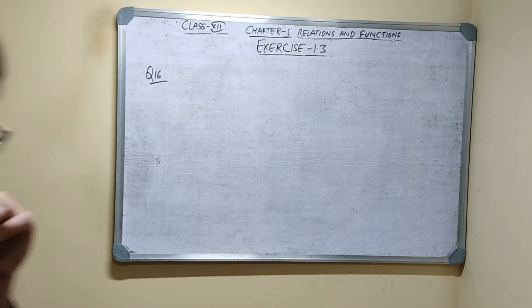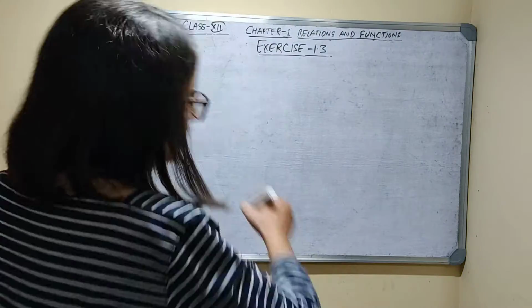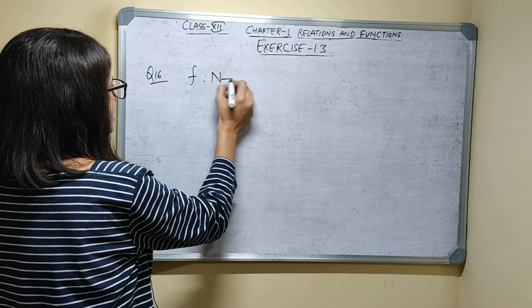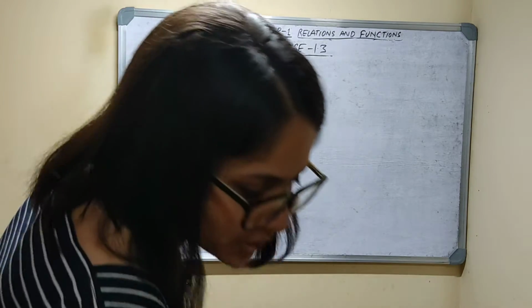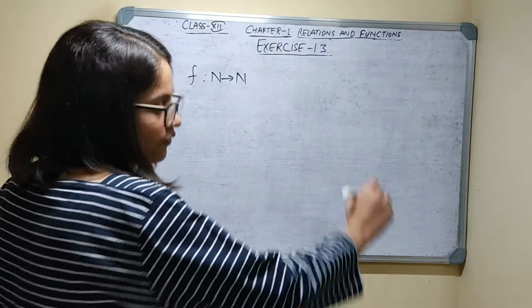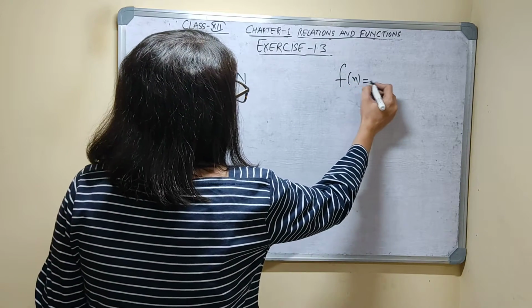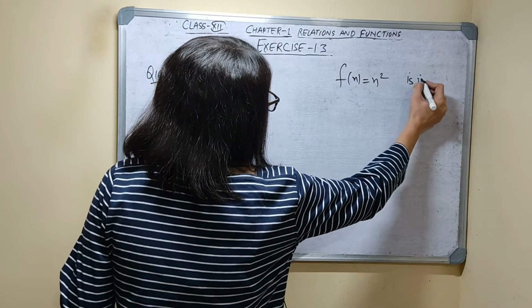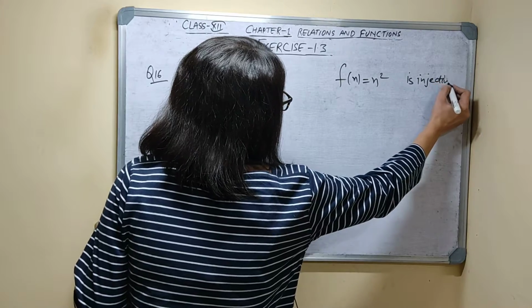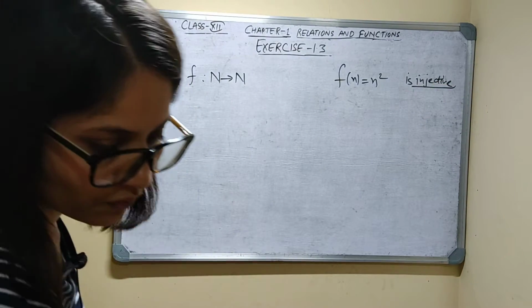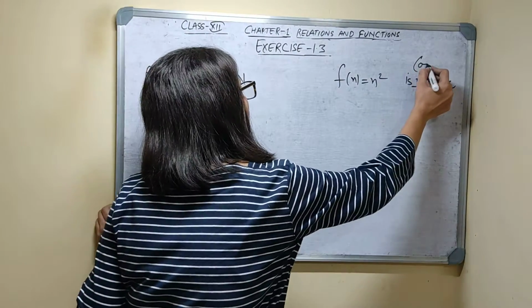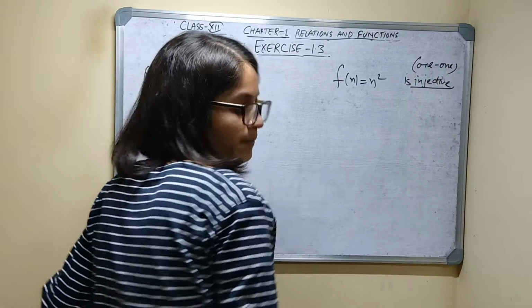Question number 16. Show that the function f from N to N, defined by f of n equals n square, is injective. What does it mean to show that it is injective? You have to show that it is 1-1, or injective. Any word you can use.